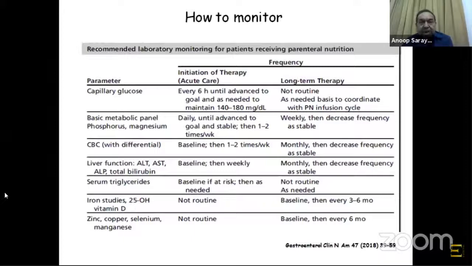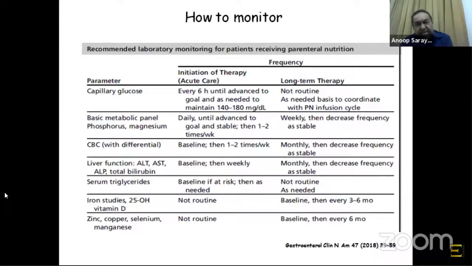So this is how to monitor. Now we have to monitor glucose level, basic metabolite panel, along with sodium, potassium, phosphorus, and magnesium. This is very important. Daily until advanced to goal, meaning the goal, the nutrition which we want to give, and then 1 to 2 times per week.